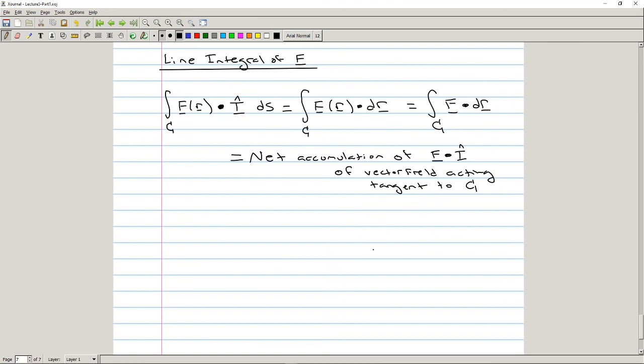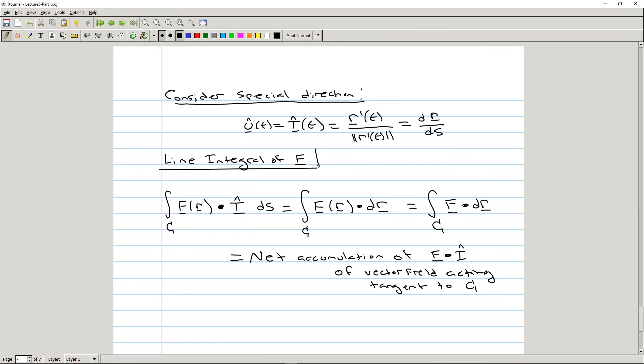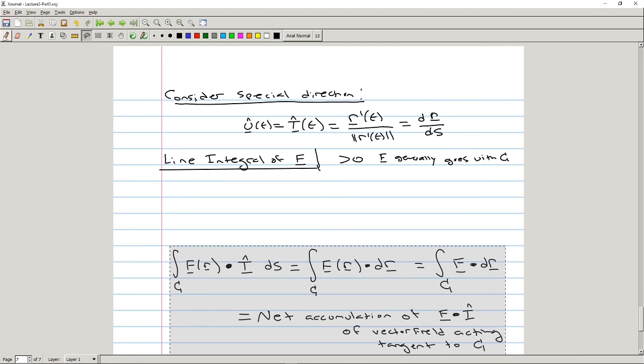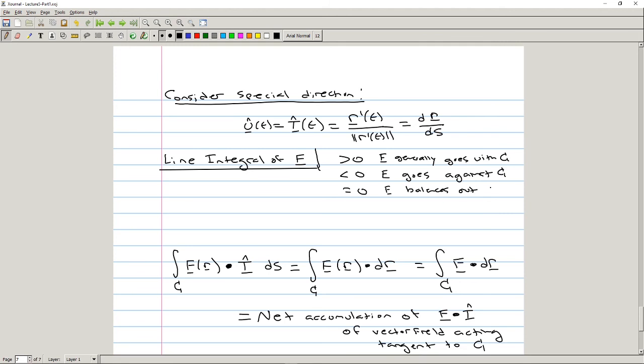If this value is positive, that means that in general, f generally goes with C. If it's less than 0, then more often than not, f goes against C. And if it's equal to 0, then f goes equally with and against, so that it kind of balances out.